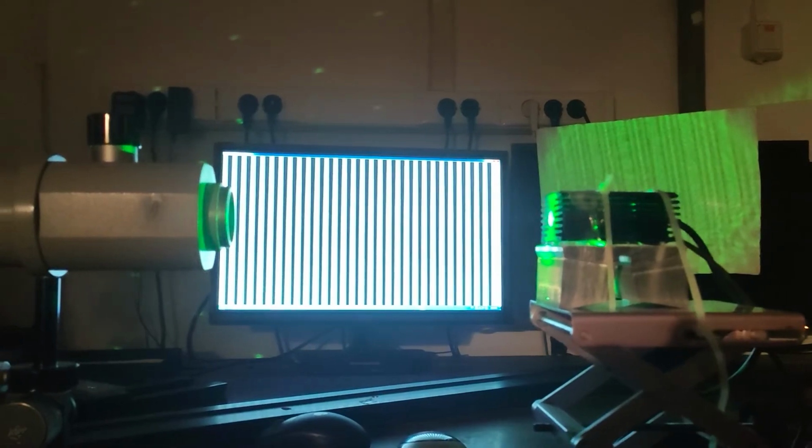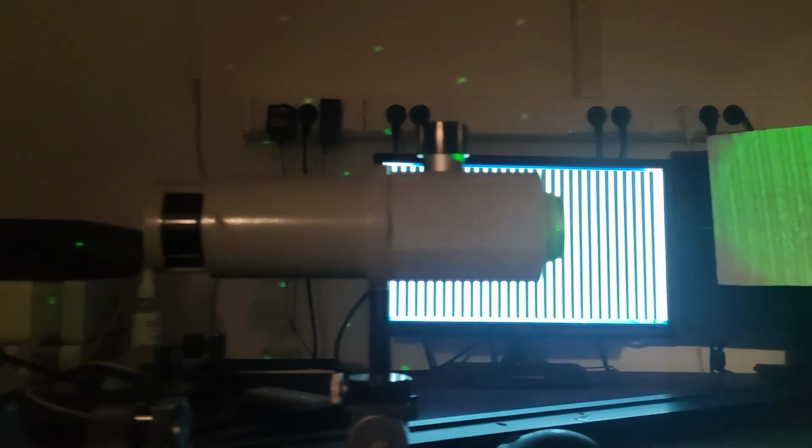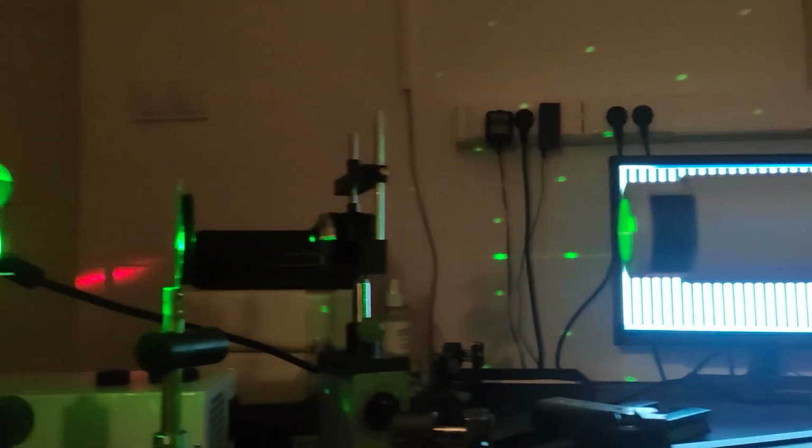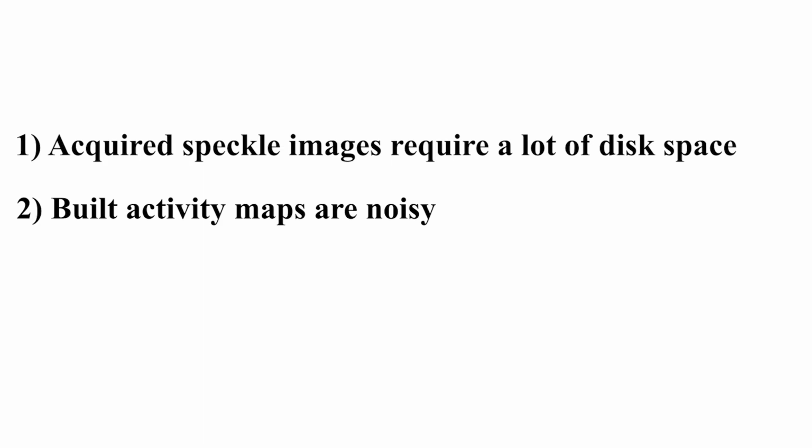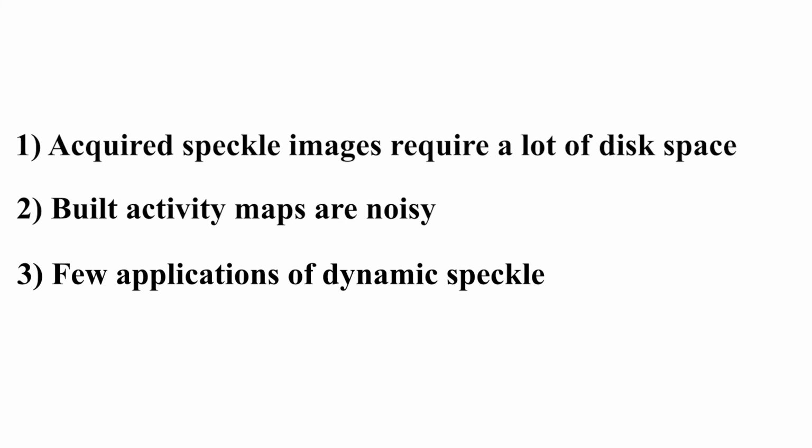And this is the first problem that we face in dynamic speckle methods. We have to store all this data on the disk because we can use different methods to get better quality of the obtained activity maps. In addition, methods that are used to analyze dynamic speckle images are noisy by themselves. So, to sum up, the main problems nowadays in dynamic speckle are: first, captured images need a lot of disk space and can't be compressed with lossy standards. Second, algorithms applied in dynamic speckle are noisy. And third, I believe that there are more fields where dynamic speckle methods can be implemented.